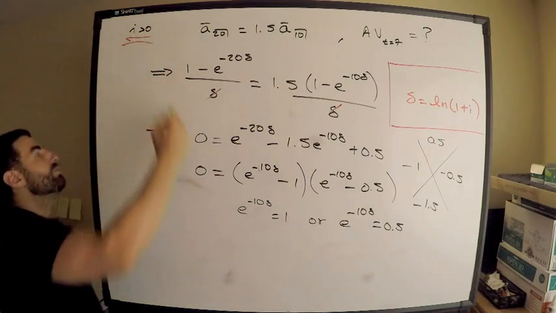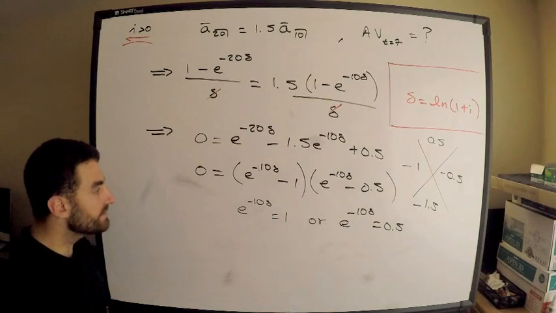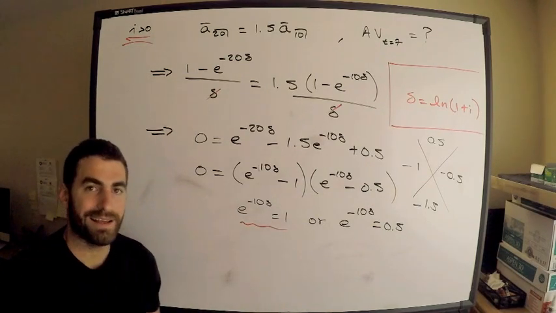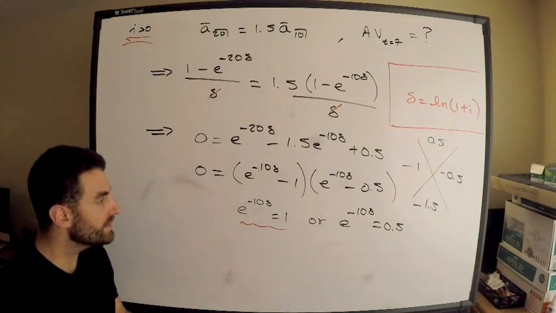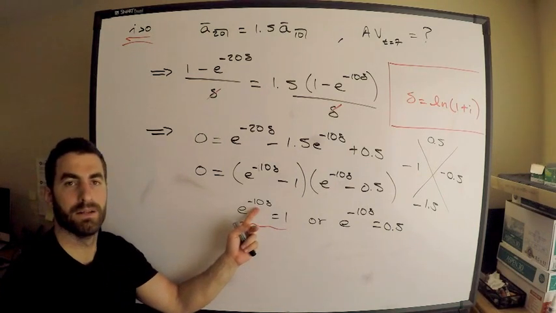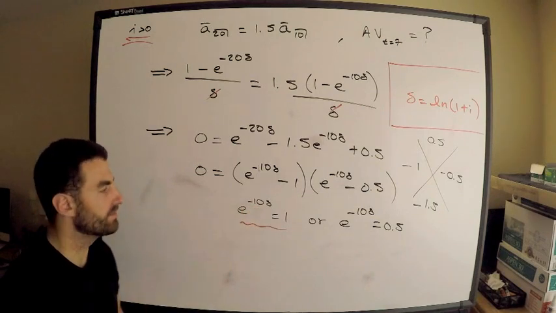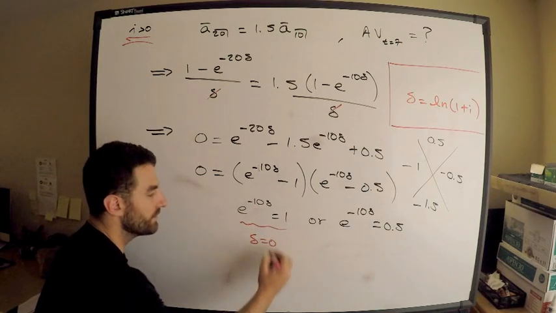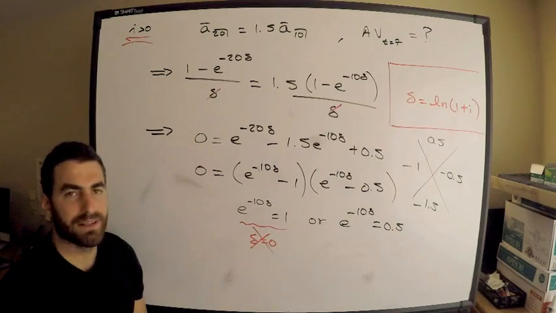I is greater than or equal to 0. Check out this equation here. If you like, log both sides. What does this tell you about delta? Think of it this way: what power of e gives me 1? Well, delta must be 0. Delta equals 0 here. We don't want that. We don't care about that.